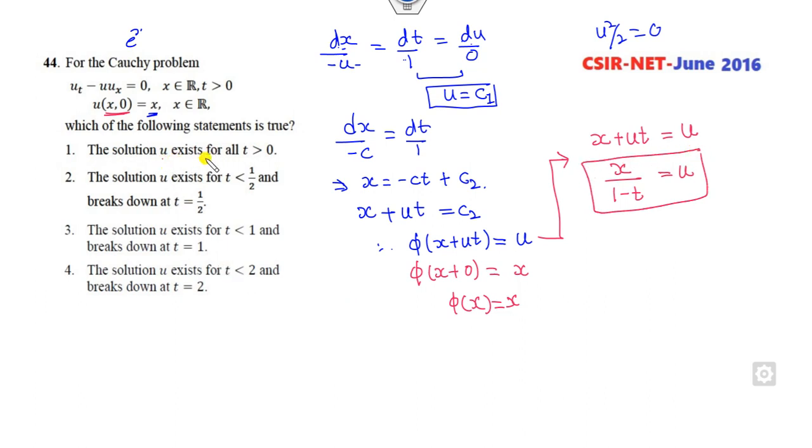Now solution exists for all t, cancel, because at t is equal to 1 solution does not exist. Solution exists for all t less than or equal to half, correct, and breakdown. Breakdown means goes to infinity, wrong. Solution exists for all t less than 1, satisfied, and it breaks down at t is equal to 1, satisfied, not 2. So the right answer is only the third option.